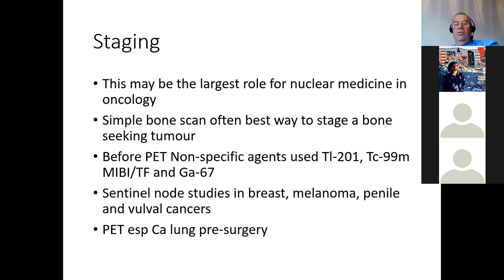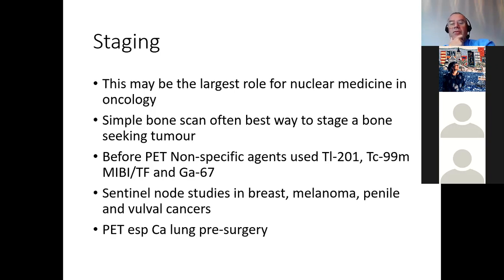So what about our role in staging? And again, I think this is our biggest role in ordinary nuclear medicine, non-PET nuclear medicine. Obviously the most common thing that we do is look using bone-seeking agents for bone scans. Most centers are still doing a reasonable number of bone scans every day.